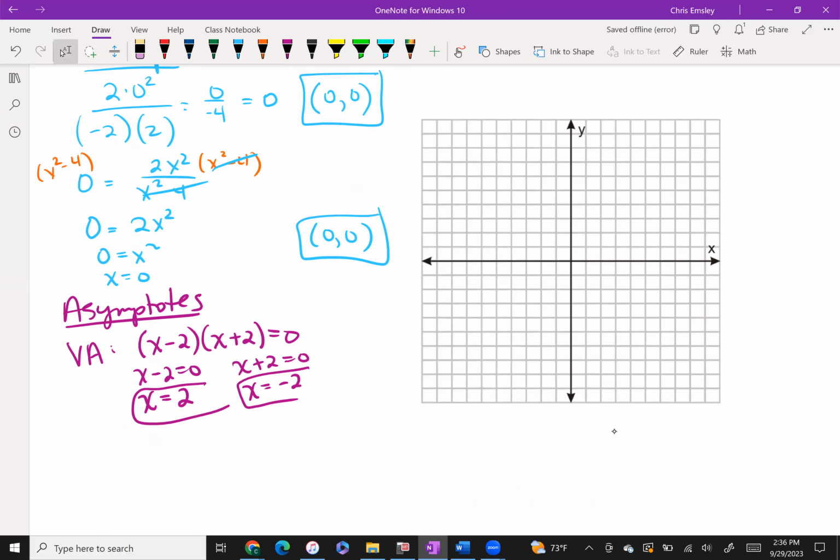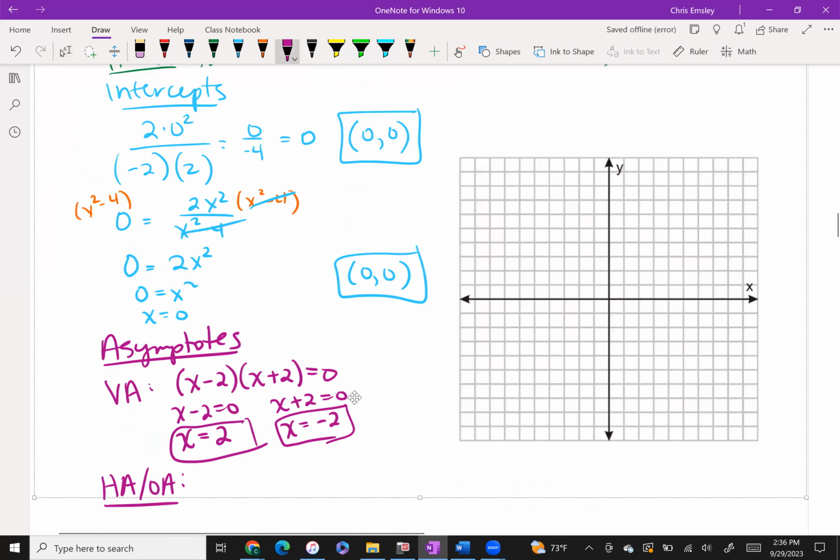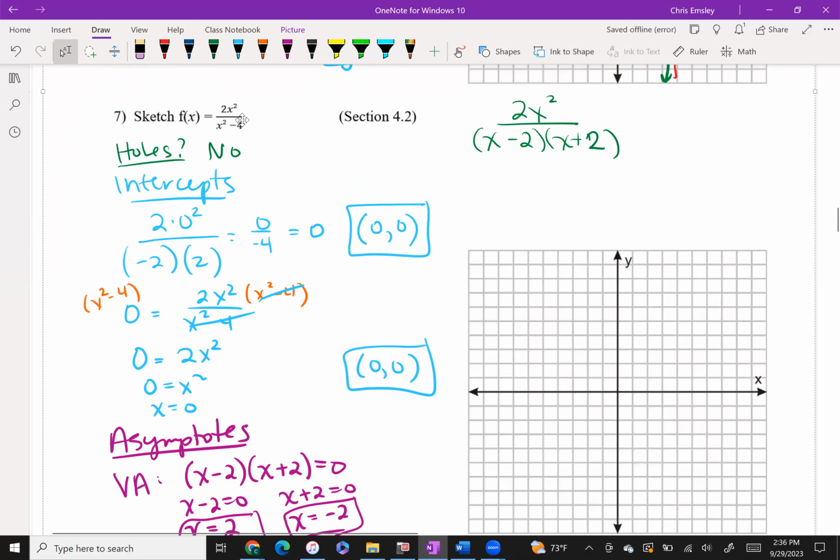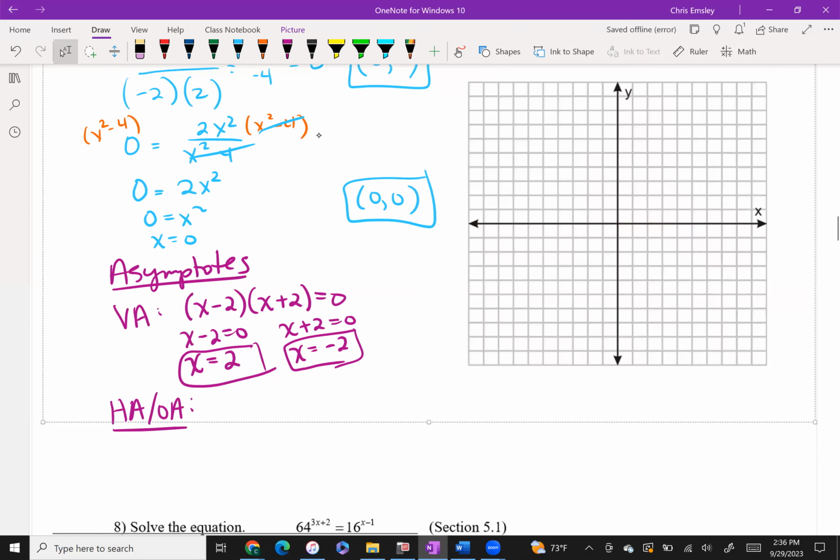Horizontal and oblique asymptotes occur, well, to decide where they occur, we have to look at the degree of our numerator and the degree of our denominator. Again, it might be a little easier to look at our original, unfactored form. Notice we have an x squared on the top and an x squared on the bottom. That means the degree of our numerator is 2. The degree of our denominator is also 2.